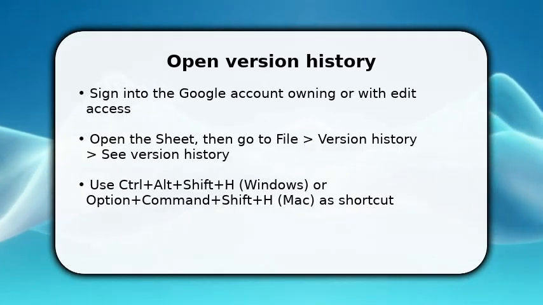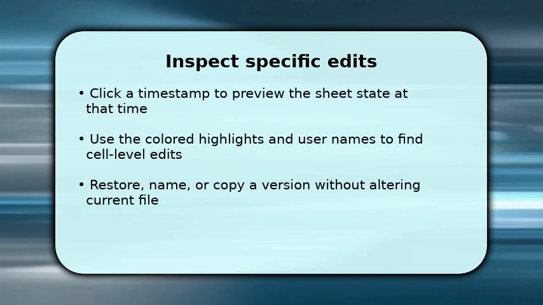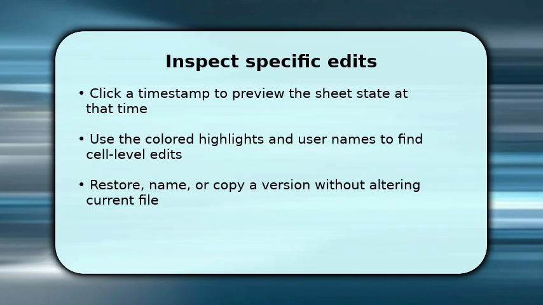Now you narrow down to the exact edit. Click any timestamp to preview the whole sheet at that moment. Colored highlights show which cells changed and who changed them. Once selected, review formulas, values, and comments to understand cause and effect.